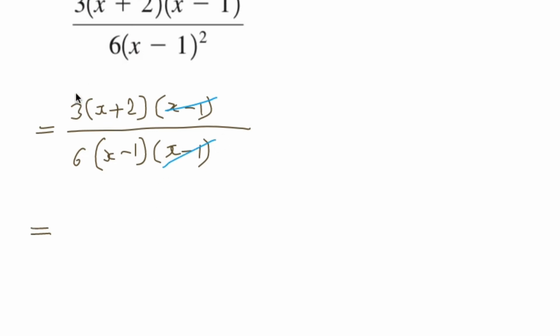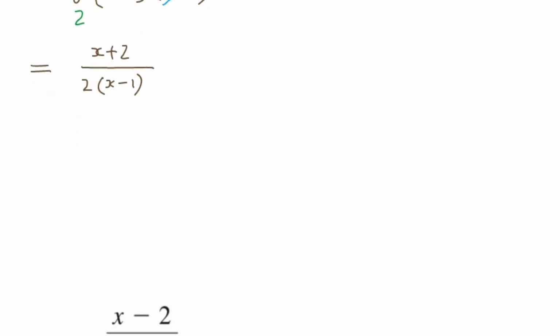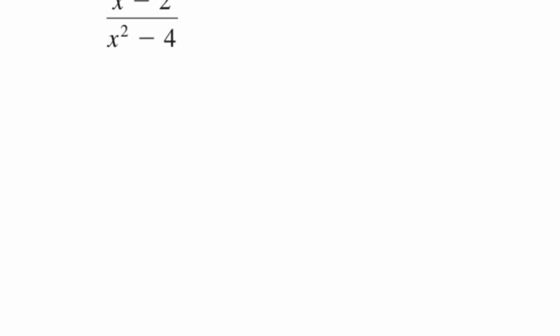Yes, and look at 3 and 6 also. So 3 and 6 we can cancel by 3. 3 times 1 is 3, 3 times 2 is 6. So our final answer is x plus 2 in the numerator and in the denominator 2 times x minus 1. This is the answer. I hope you are getting it. If you have any doubt, you can ask me.